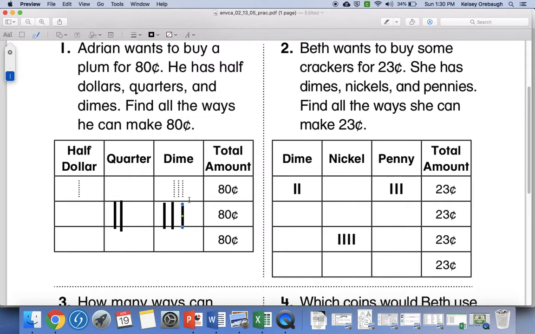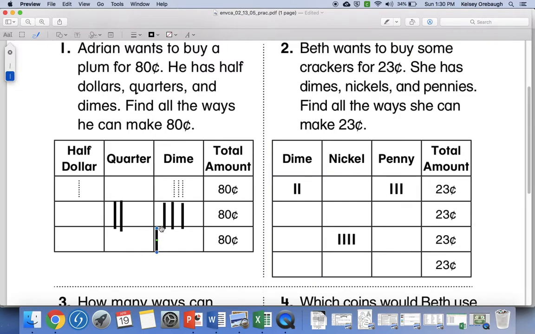And last one, I want you to think about, since we now know that we can skip count by tens to make 80 cents, how many dimes could we use to make 80 cents exactly? Dimes are worth 10 cents a piece. I can skip count by tens to get to 80, and I will do it by drawing my tally marks.